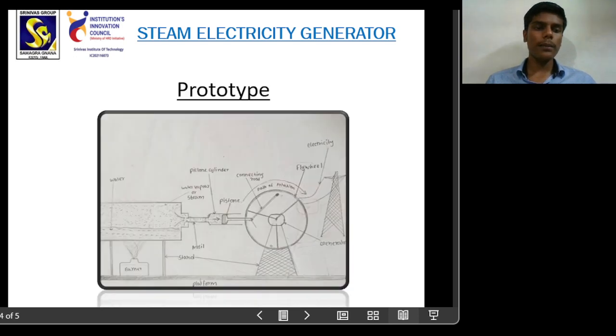And here is the prototype. From the burner we are giving the heat, and here steam is produced from the nozzle. It travels through the nozzle and comes to the piston, and from the piston it goes to the flywheel, and the flywheel starts to rotate. And here the generator is connected to the flywheel, and it converts EMF to electricity.